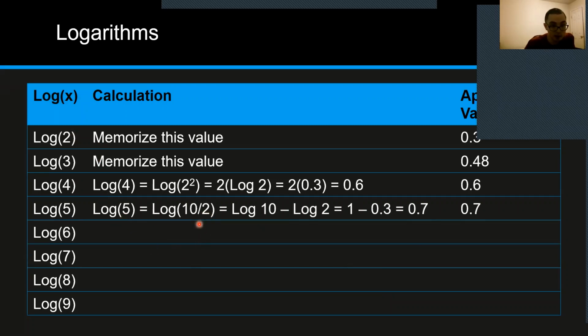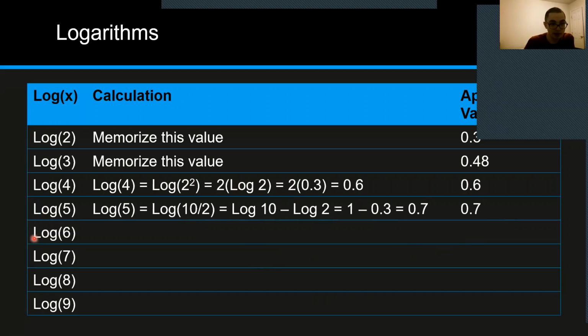And since we know we can split up this division into two logarithm components, with the second one being subtracted, we know this is equivalent to log of 10 minus log of 2, right? Log of 10 is equal to 1, and log of 2 is 0.3. So we can evaluate this and find out that log of 5 is equal to 0.7.